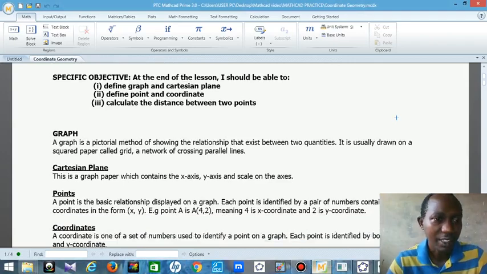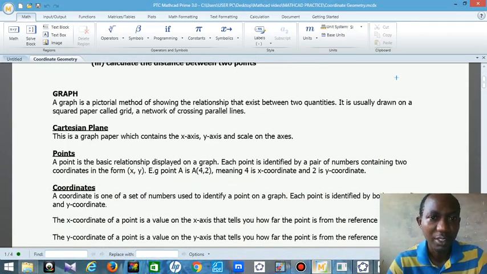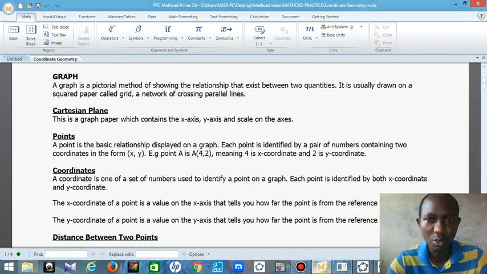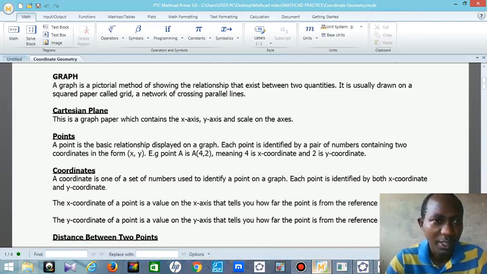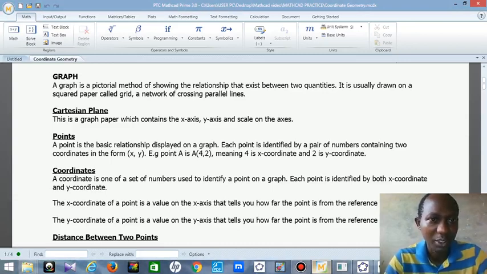So a graph is just a pictorial method of showing the relationship that exists between two quantities. So you know what that means. You have two quantities, you want to get their relationship, so you need a kind of picture to bring out the relationship. So a graph is a good way to do that. That's why I would say it's a pictorial method of showing relationship.